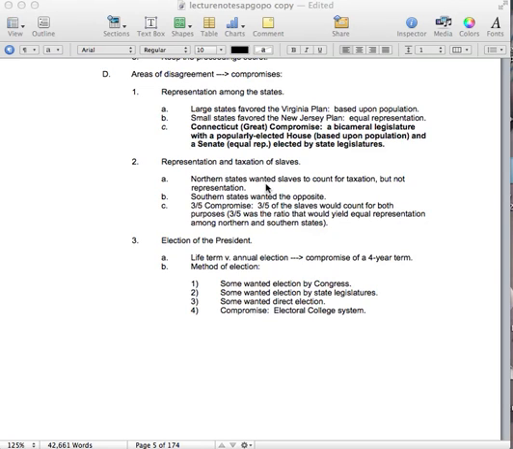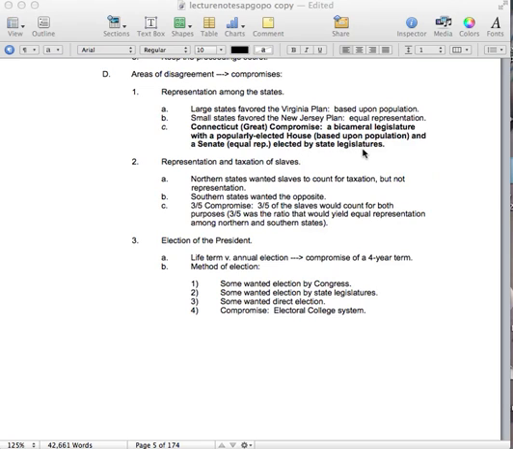This is going to lead to the creation of the senators, because remember, we have equal senators. So the large states wanted this, the small states wanted this. What are we going to get? Well, you get, and this is in bold, very important for you to know, the Connecticut or the Great Compromise. This is a bicameral legislature with a popularly elected House based upon population. That's the House of Representatives. And then you also get a Senate, with equal representation.